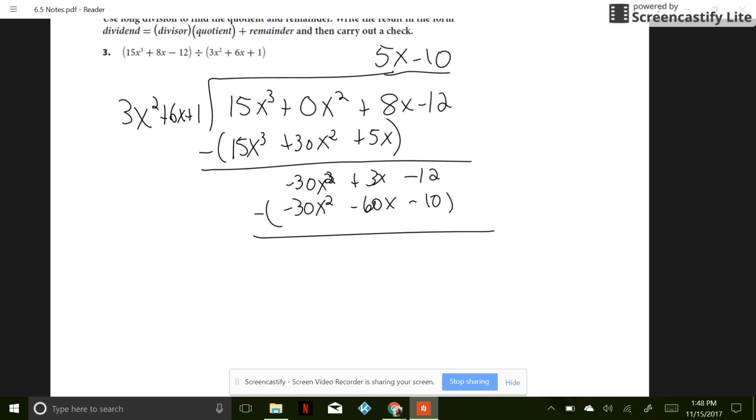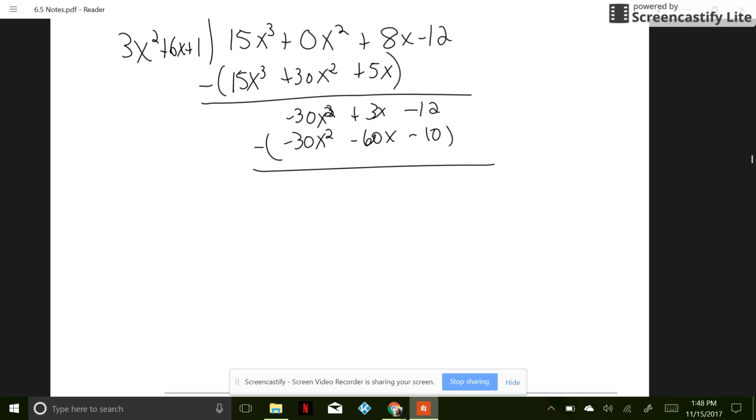So finishing up the example we were working on before, we've multiplied everything in our divisor by the -10. Now we're subtracting off the quantity here. So our x squareds are going to go away. We've got 3x minus -60x. We're going to say positive 63x. -12 minus -10 will get us -2.